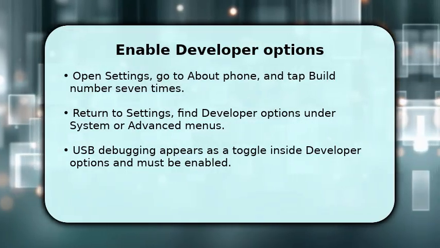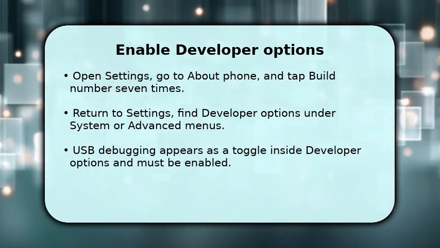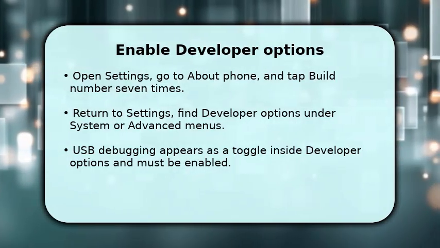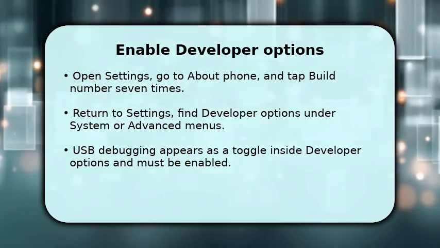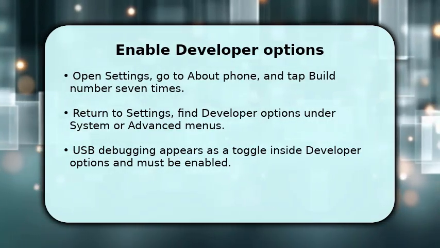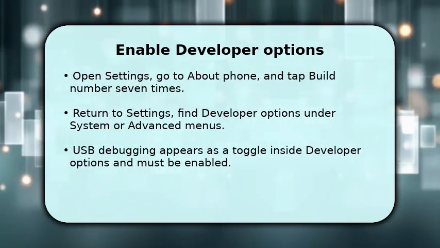Return to the main settings and open System or Advanced menus to find developer options. Enter developer options and scroll to the USB debugging toggle near the bottom of the list. Toggle USB debugging on when you need to allow ADB access from a connected computer.